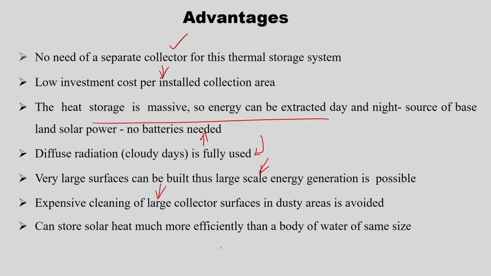expensive cleaning of large collector surfaces in dusty areas is avoided, because if you are using FPC, the top one is a glass cover, right. If dirt gets accumulated, then you cannot expect the solar energy to be transmitted through the glass cover, but here also this dirt problem is there, right. If dirty materials get filled in the upper zone of the solar pond, then there also must be a problem, but compared with FPC, this may be lesser, because you can clean from time to time, and cleaning is easy here in the solar pond compared to FPC.